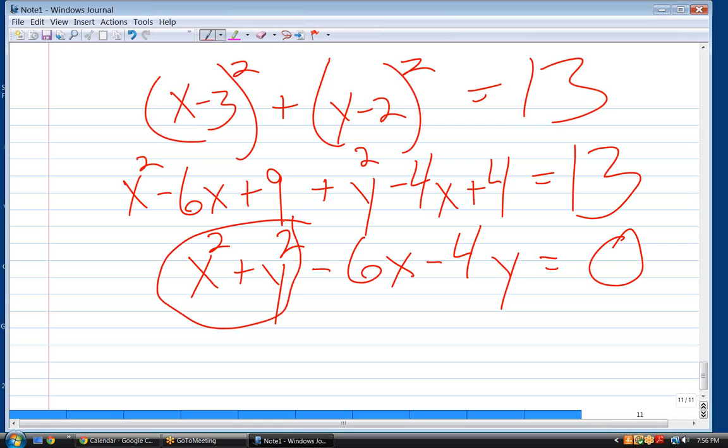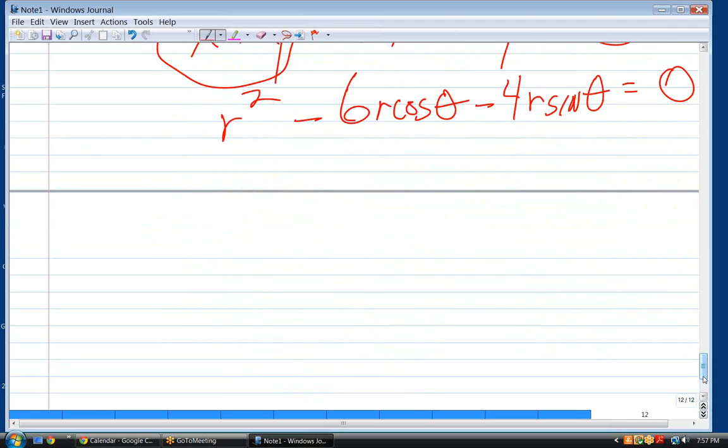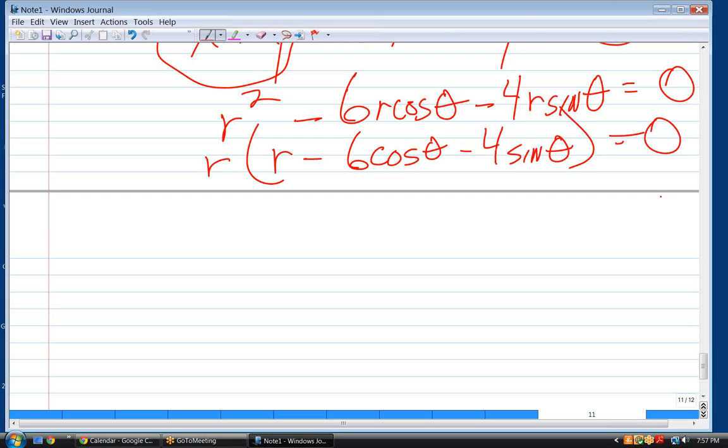Well, now we can substitute r squared for that, and r cosine of theta for x, so this becomes 6r cosine of theta, and sine theta for y, so that becomes 4r sine theta. The reason I introduced this problem is because it's pretty exotic. Now, if you factor out an r here, you get r times r minus 6 cosine theta minus 4 sine theta equals 0, which means now we have to solve this. That means either that's 0 or that's 0.